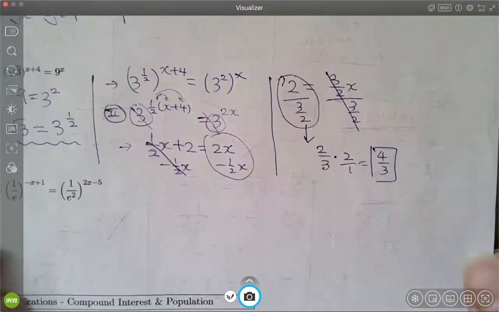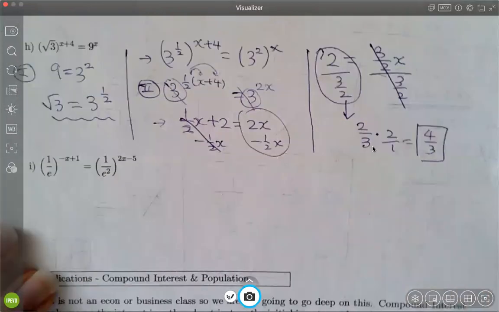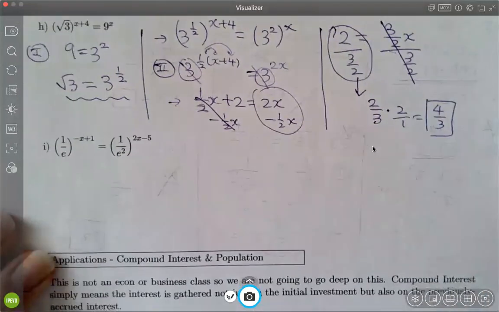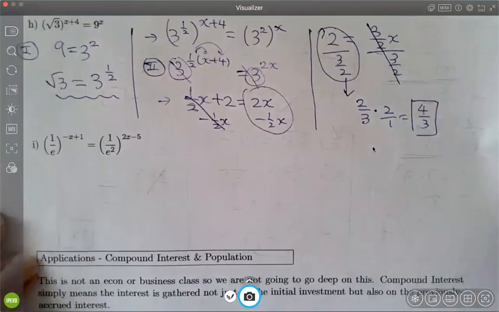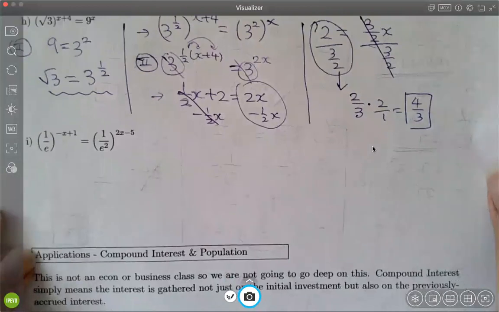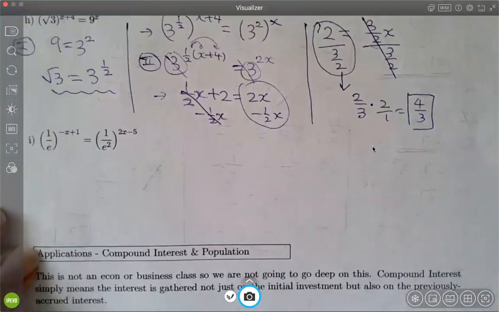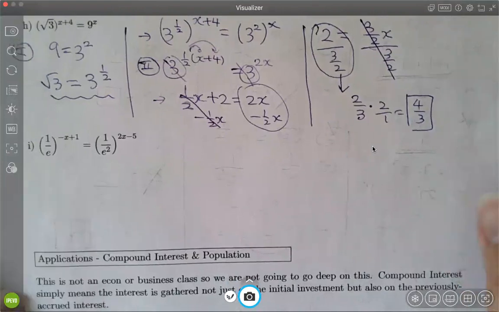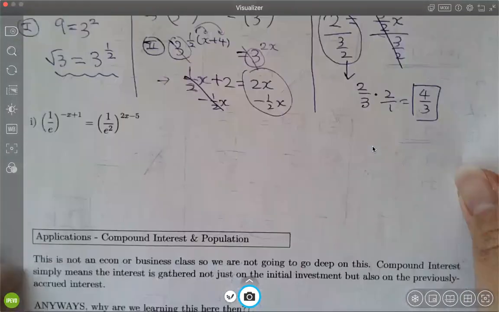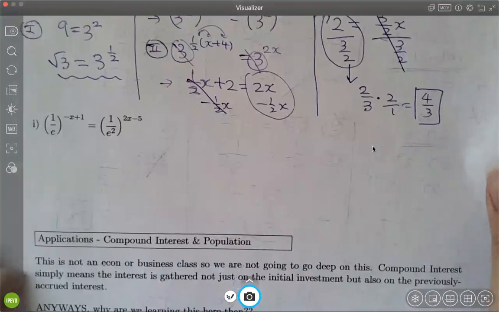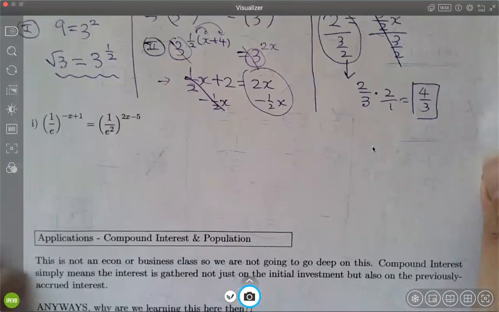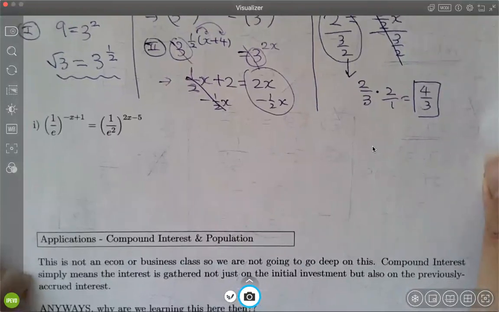So now the last problem. 1 over e to the power negative x plus 1 is equal to 1 over e squared to the power 2x minus 5. Okay, so apparently this looks terrible. This looks awful. Now, here we are looking at 1 over e and 1 over e squared. Are they related? Okay, how?